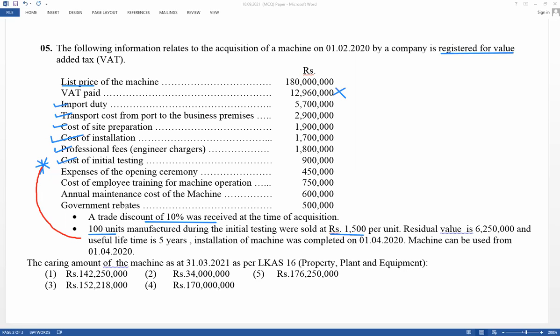But the given expenses for the opening ceremony should not be considered as a part of the cost value of the machine. Those are expenses of the business. And employee training cost also should not be considered as a cost value of the asset. Those values should be considered as expenses. Annual maintenance cost also should not be considered. But think about government rebates, very important. If government rebates are given, that value should be deducted. Those kinds of expenses should not be included as a part of cost value.